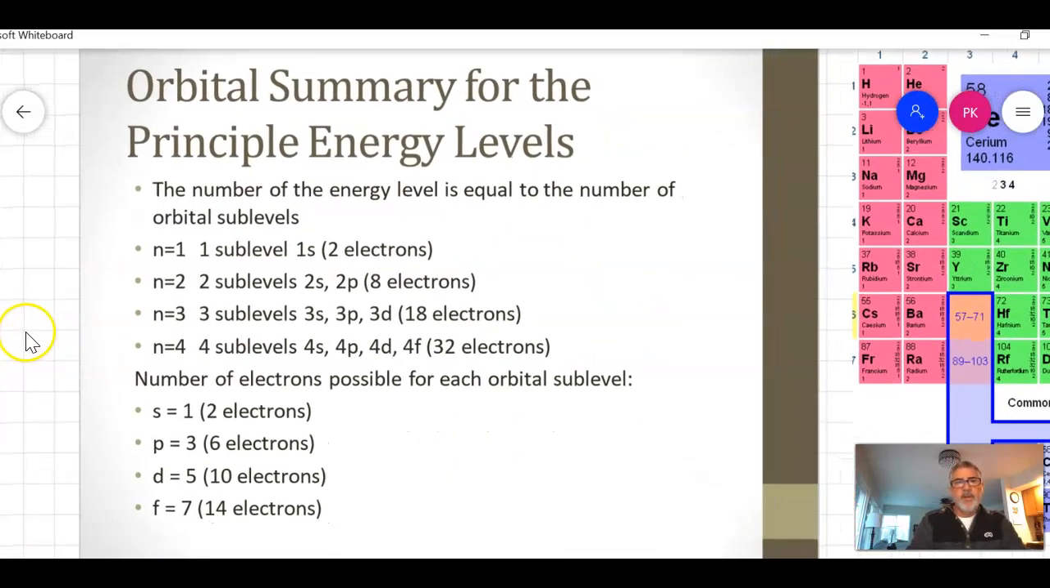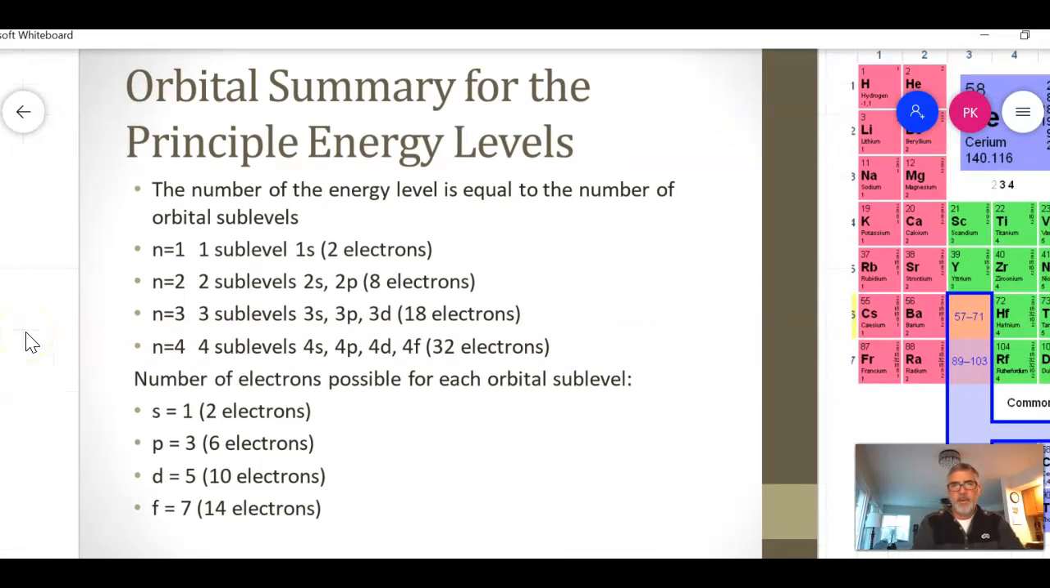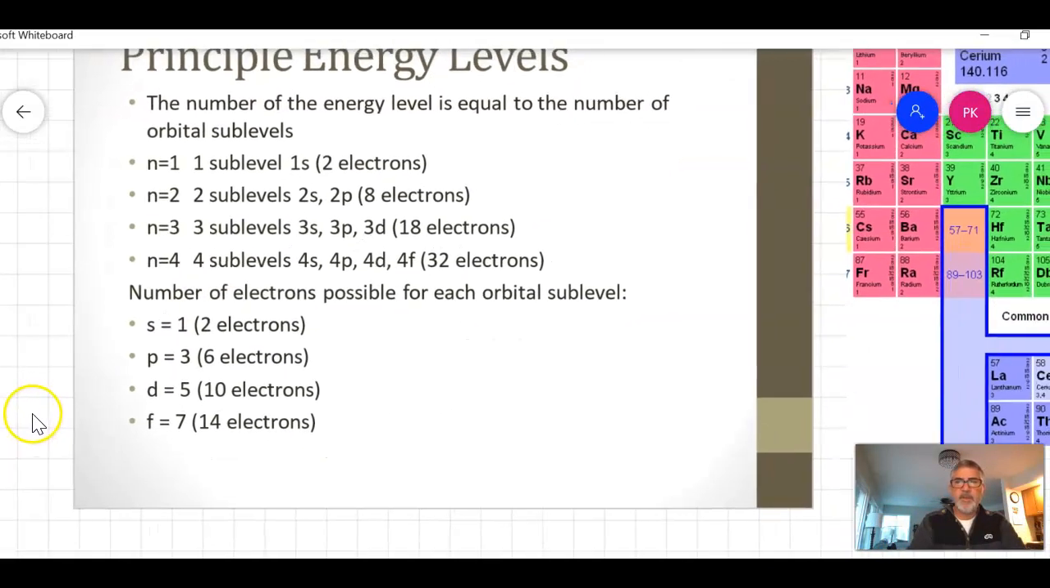So here's kind of a summary for you. If you take a picture of this page, it'll give you some things. So n equals 1 has sublevel 1s with 2 electrons. N equals 2 has 2 sublevels, 2s and 2p, with 8 electrons. The n equals 3 has 3 sublevels, 3s, 3p, 3d. There are 18 electrons total because you have 3 electron systems, and n equals 4 has 4 electron systems, or a max of 32 electrons. And we'll talk about that next time.